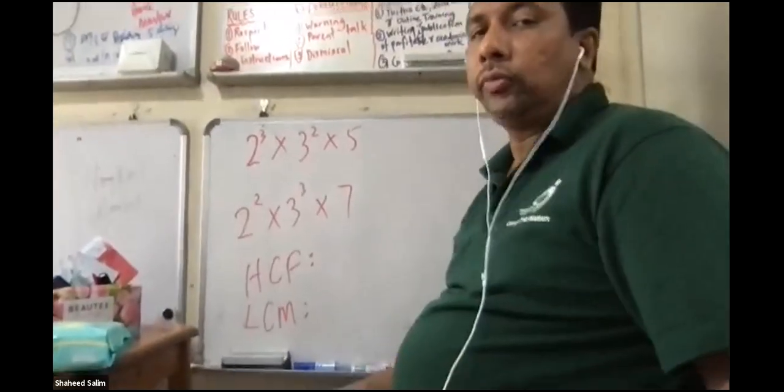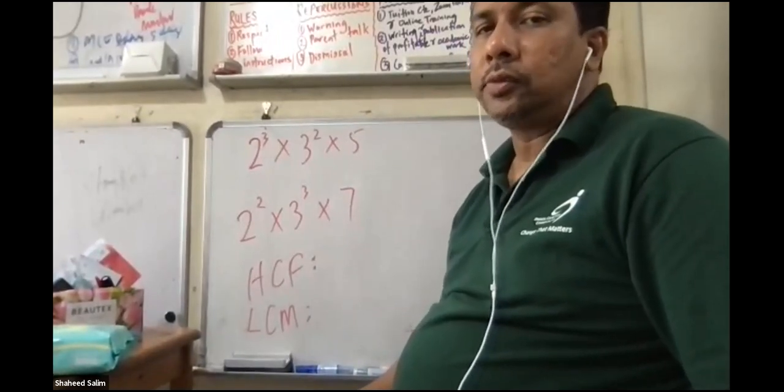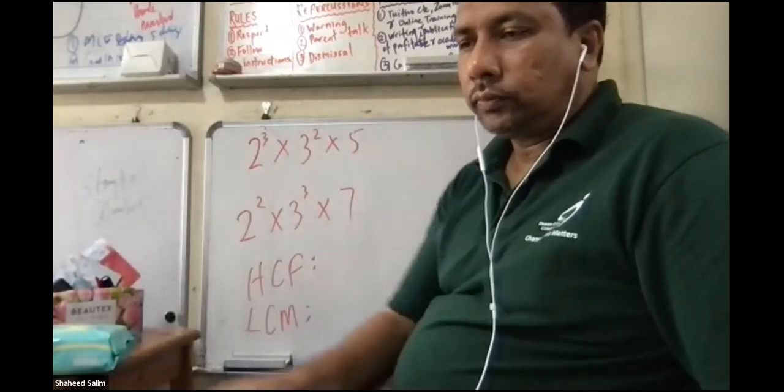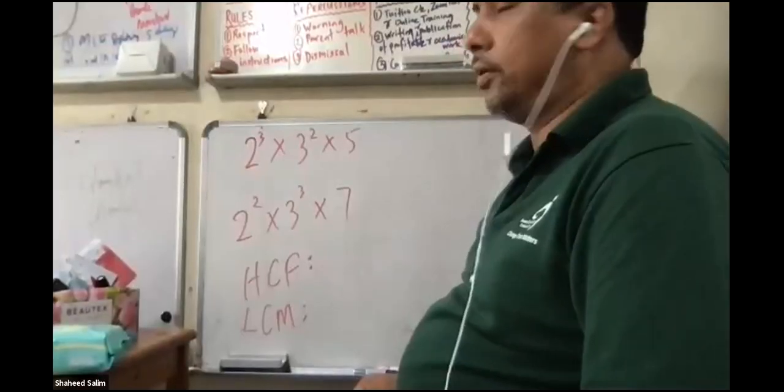Sabrina, what about you? What's your HCF? Shafika? My HCF is 2 to the power of 2 times 3 to the power of 2. And my LCM is 2 to the power of 2 times 3 to the power of 3 times 7 times 5. Wait, which one was 5? HCF. Which one?